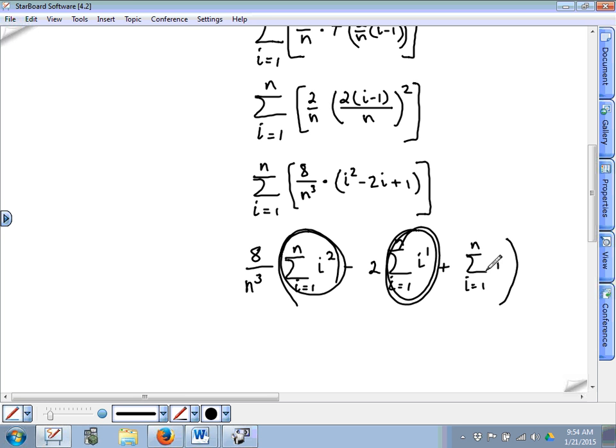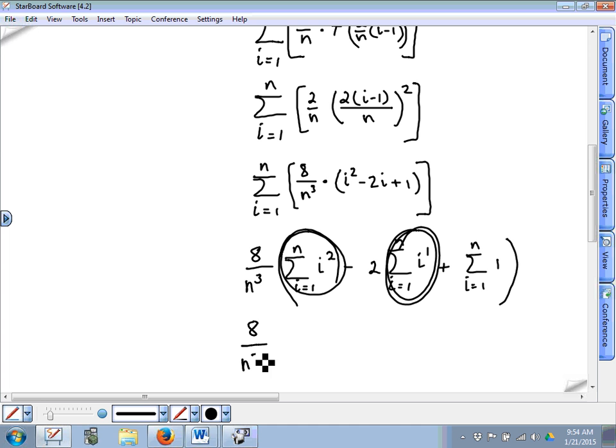Isn't there also a formula when you're taking the sum of a constant? Yeah. It's n times c, where c is the constant. So in this case, that's just going to turn into n. So all of these can be changed into a formula, couldn't it? So let's change all of those into their formulas.